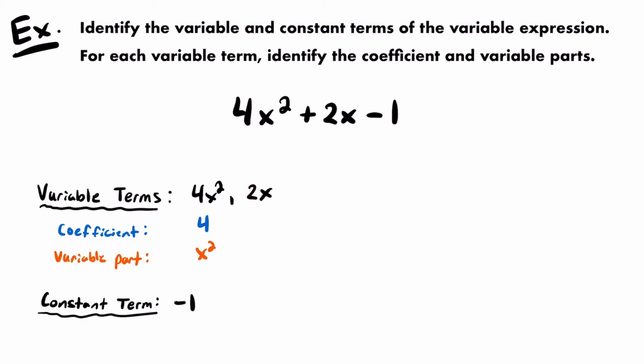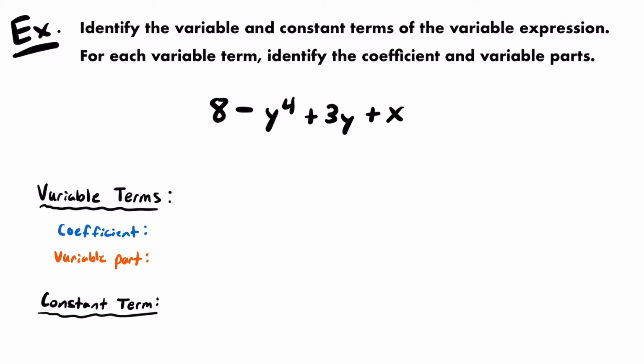Now for 2x, the coefficient would be 2, right? 2 is the number in front of the variable part, which in this case is just x. For that term, the coefficient is 2 and the variable part is x. And that's it. We have now successfully identified all the variable and constant terms of our variable expression, and we identified the coefficients and variable parts of each of our variable terms. Let's take a look at another example.